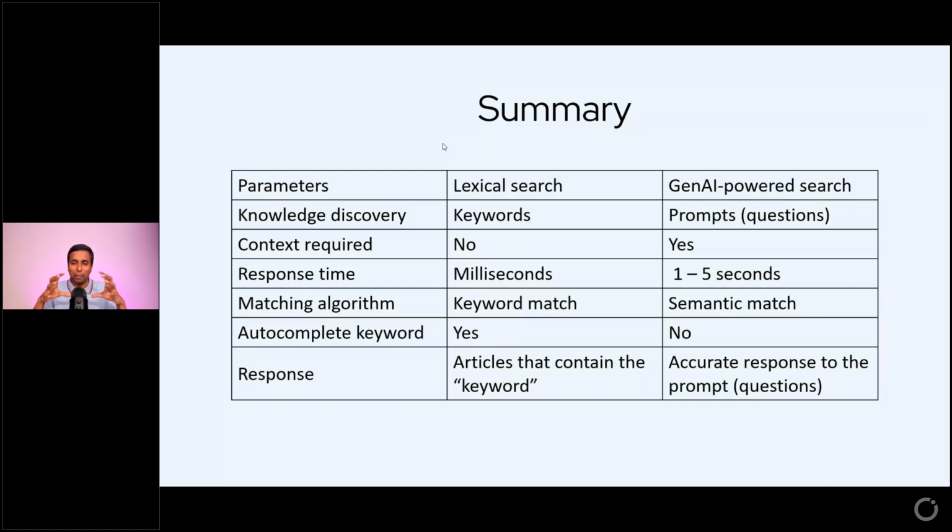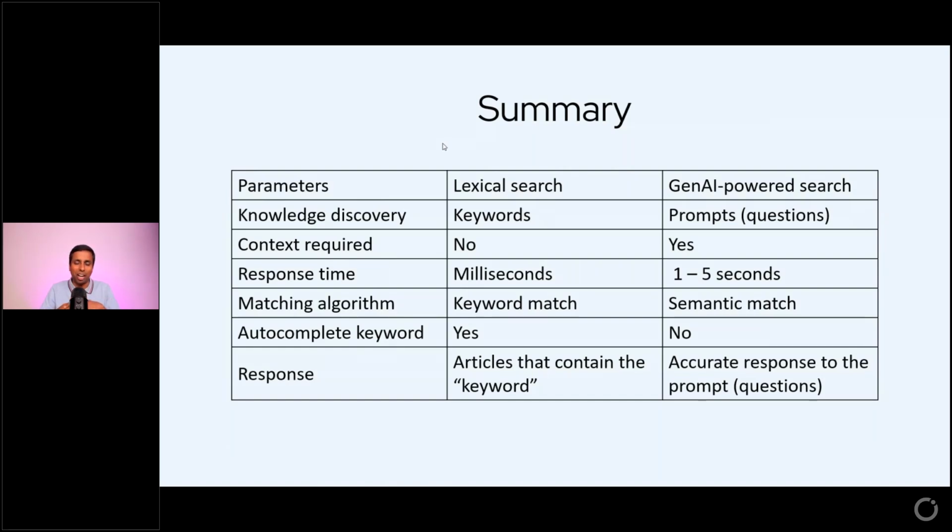Here's the other piece of interface in terms of the user experience. In lexical search, if you type in a keyword, it produces output in milliseconds because it's already indexed. It doesn't have to generate anything. All it has to do is serve you what is already indexed. But in the GenAI-powered search, it has to generate a response. So it always takes time.